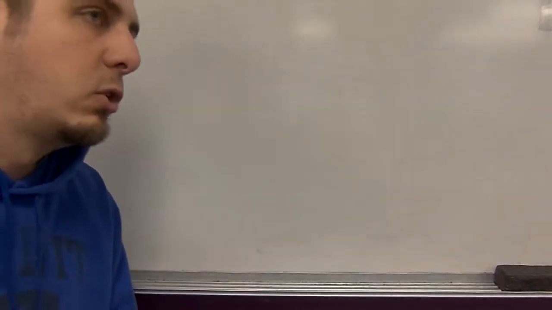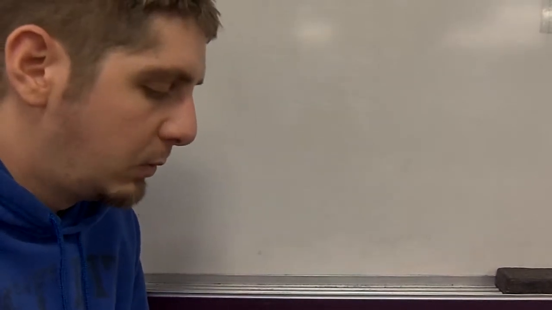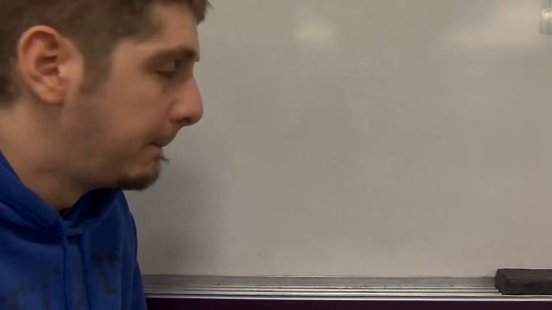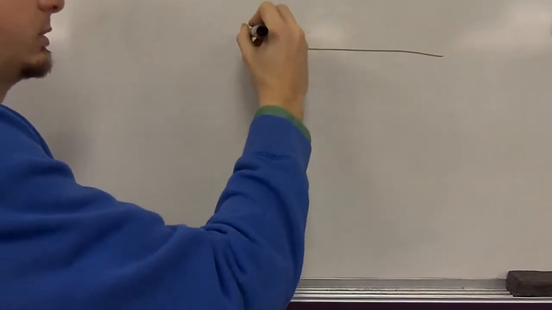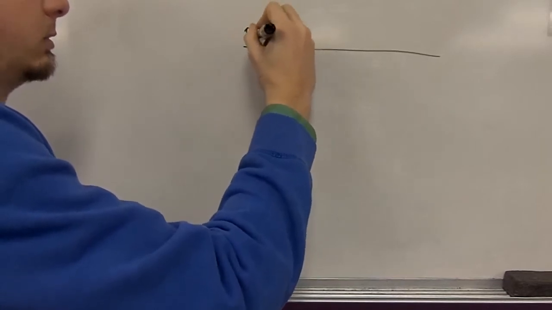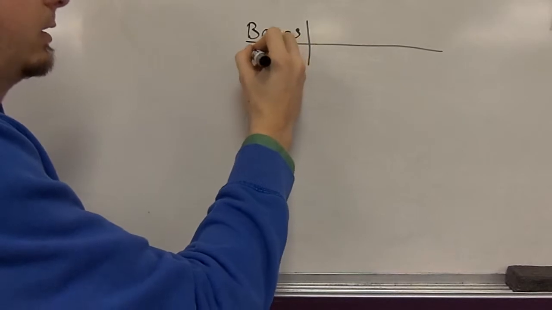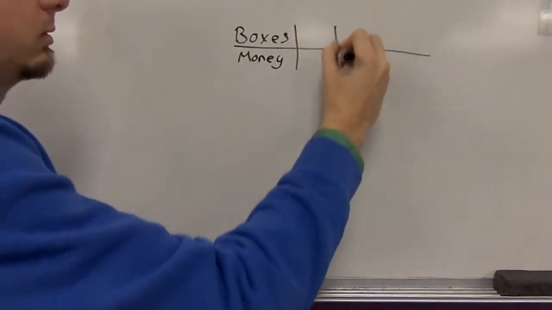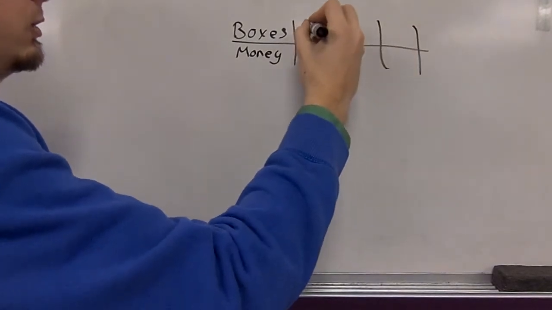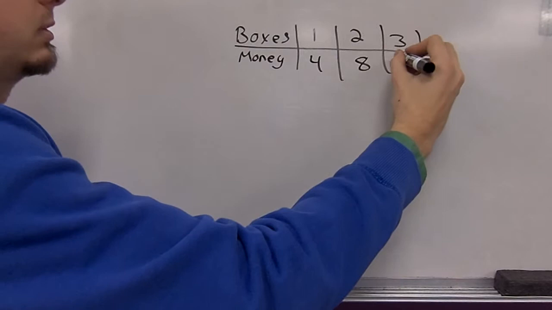So if you're trying to identify whether you have a proportional relationship when you're looking at a set of data, for example, let's say we have boxes of cookies, and money made, so how much money we got for the boxes of cookies. I sold 1 box, I get $4. 2 boxes, I get $8. 3 boxes, I get $12.